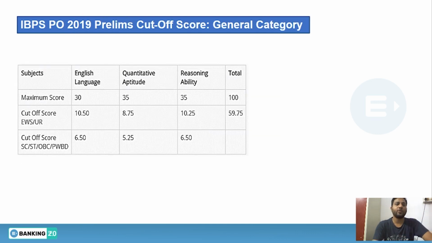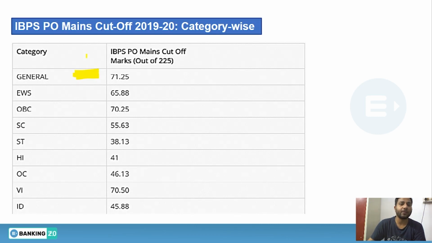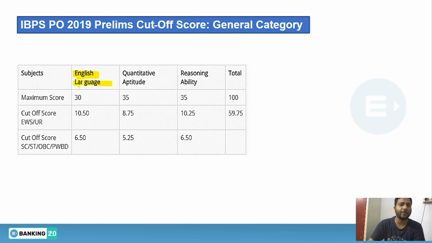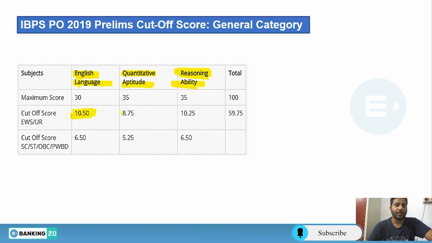Now let's move on and look at the individual subject cutoff. As you know, we have only 3 subjects in the prelims examination: English, quant and reasoning. So look at the individual cutoff. English gives you 10.5, while maths has come down. This is surprising, because I remember very correctly that the prelims examination was conducted on 2 days. One was 12th October and the second was 19th October.